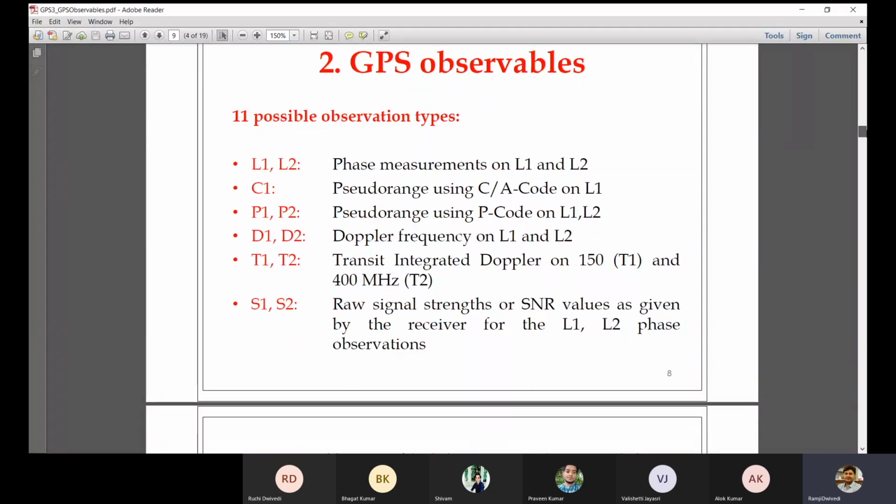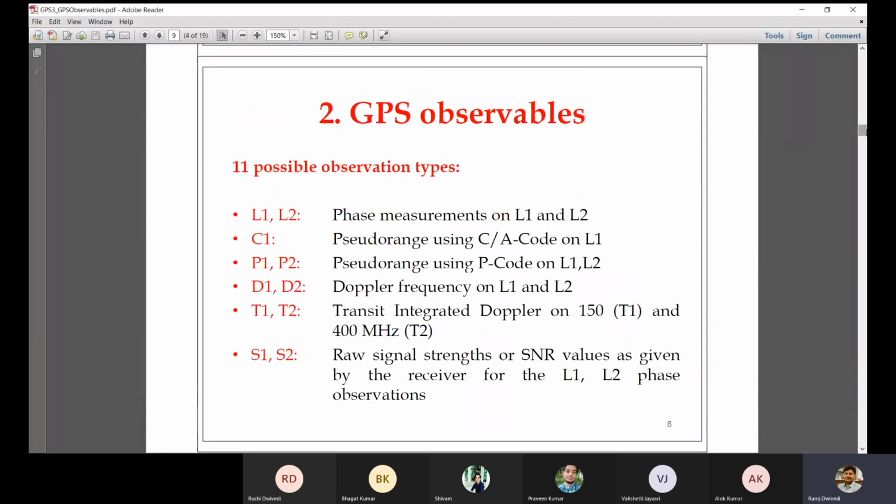So in principle, you have GPS observables. You have 11 such types of observation. Just like in your previous GDP course, we were discussing every time what our observations are, what our observables are. In fact, why observable? Because an observation that contains error, or that itself is variable in nature, is called an observable.